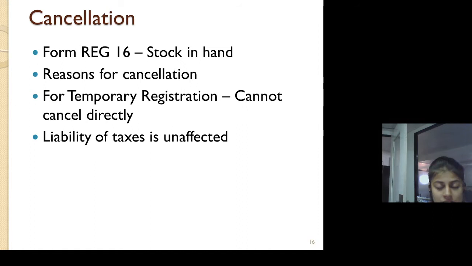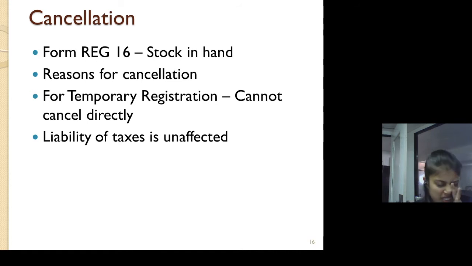Sorry, during cancellation you are supposed to fill a form called REG 16 in which you have to declare your stock in hand details also. Now, stock in hand details are required for the officer to assess your liability and your turnover, etc. Second, in that form you also have to give the reason for your cancellation. That is, you are no more liable or whatever the 3-4 reasons which we have seen. Any reason which applies to you, you have to give that yes, we are cancelling for this.